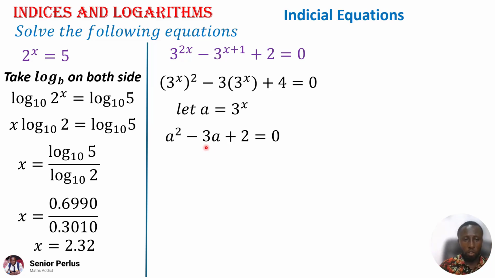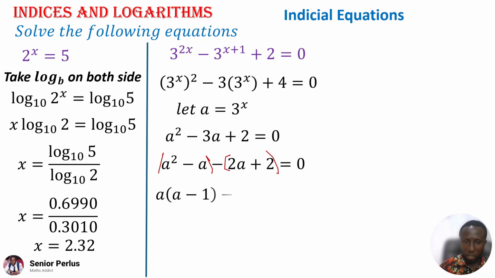So let's factorize this. We want two factors that, if we add, we get negative 3, and by multiplying, we get 2. And that is negative 1, negative 2. Yes. So then we just bring brackets here and factorize.